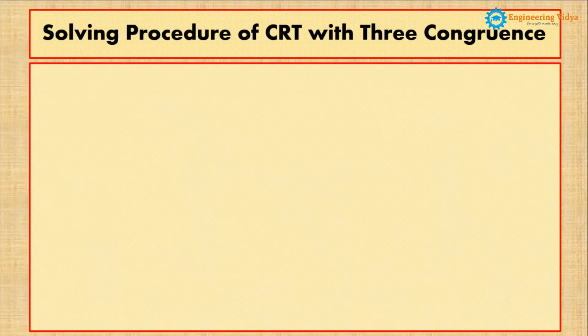Hello everyone, welcome to the second lecture of Chinese remainder theorem, and here we'll see the algorithm, how it works. Since the title is given, solving procedures of CRT, CRT is nothing but Chinese remainder theorem, and here we'll understand the solving procedure with the help of 3 congruences, and in a similar way we can apply it for 4 congruences or 5 congruences or 6 congruences. So first we'll understand the solving procedure with the 3 congruences.